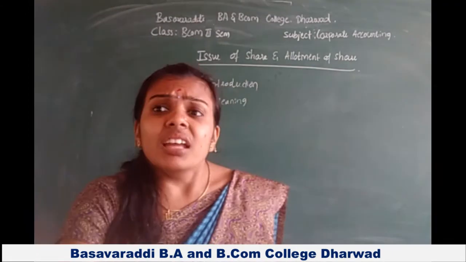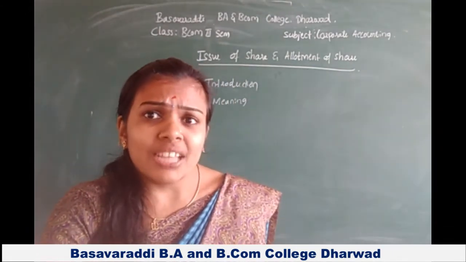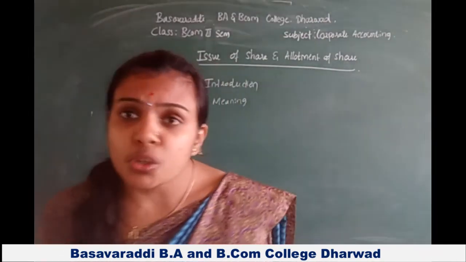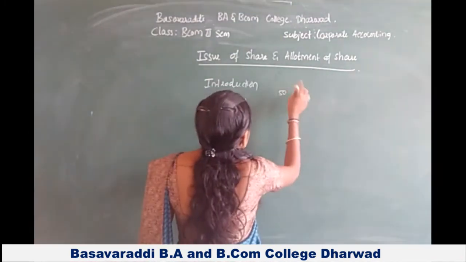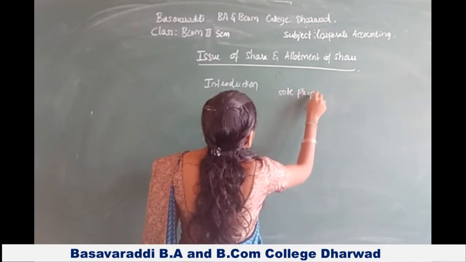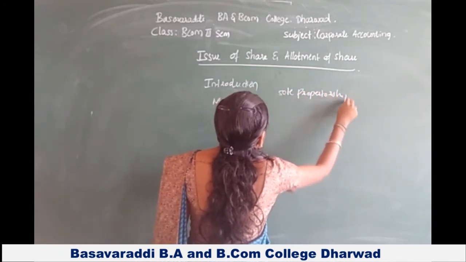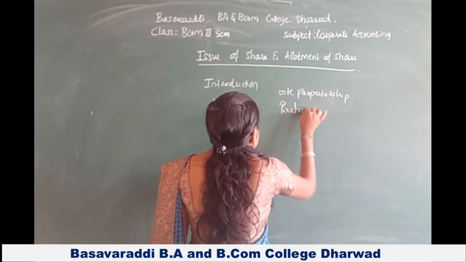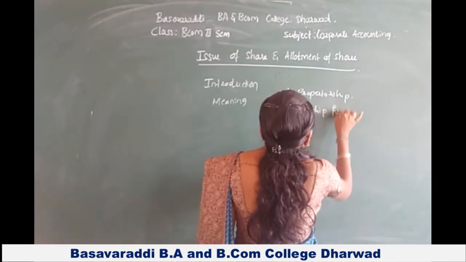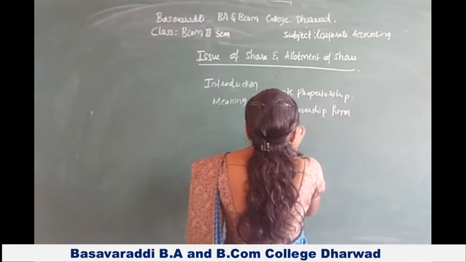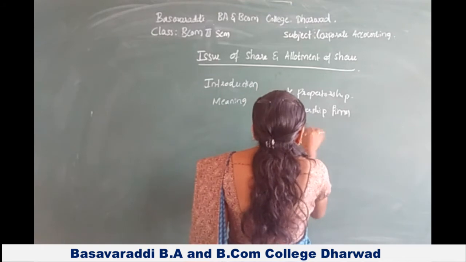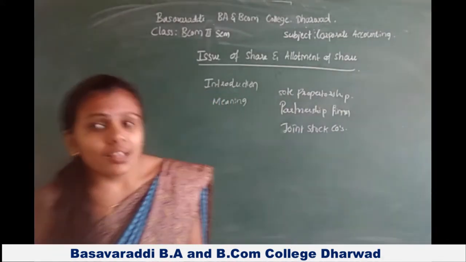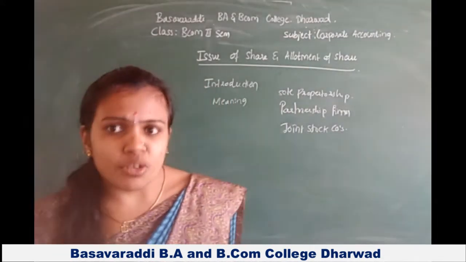Now there are three main types of business organization. First one is sole proprietorship, and then partnership, and the last one is joint stock company. There are mainly three types of organization.